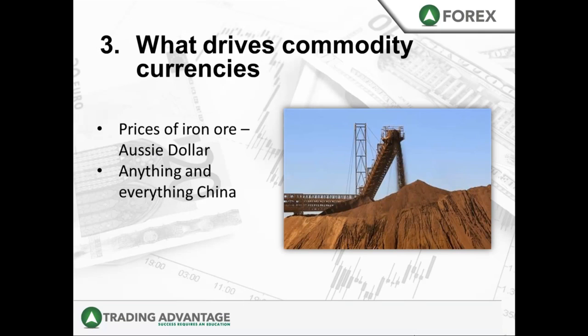So what drives commodity currencies? Each commodity currency has something that is typically correlated with its strength and weakness. The Australian economy is rich with several raw materials, especially iron ore. This happens to be its largest export to China.